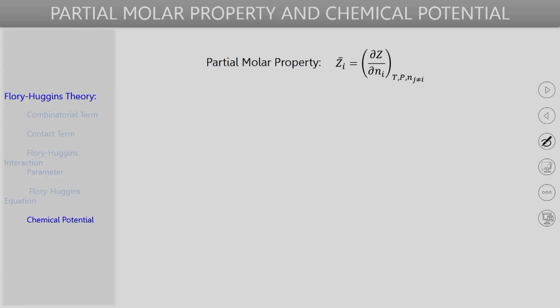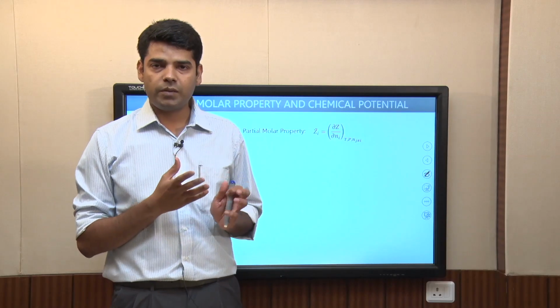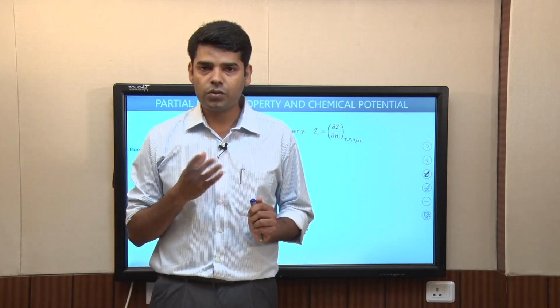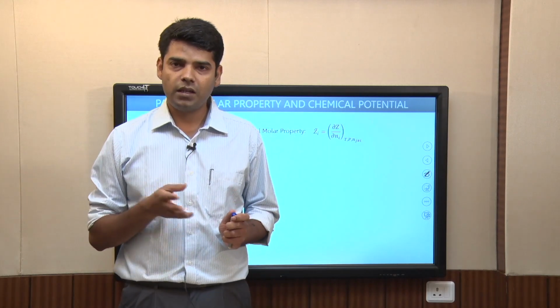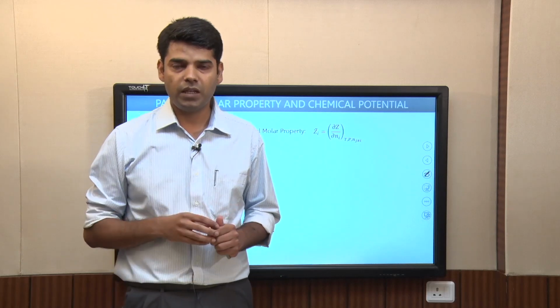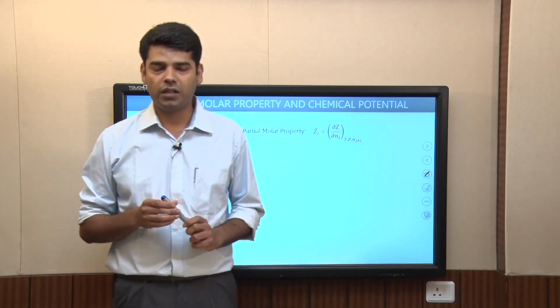So, now that we have developed the Flory-Huggins equation and talked about the theory in some detail, let us see how we can extract some useful thermodynamic quantities from the equations that we have developed till now. Before we move on, let me introduce this concept of partial molar properties. Those of you who have taken courses in chemical thermodynamics will be well familiar with this term.